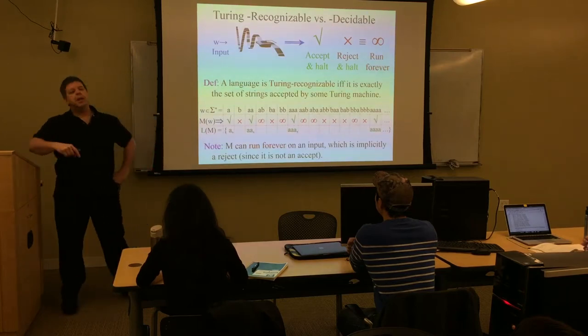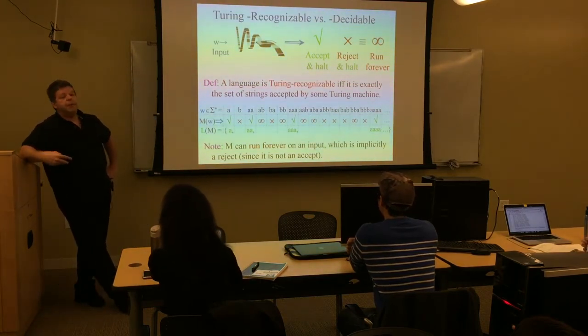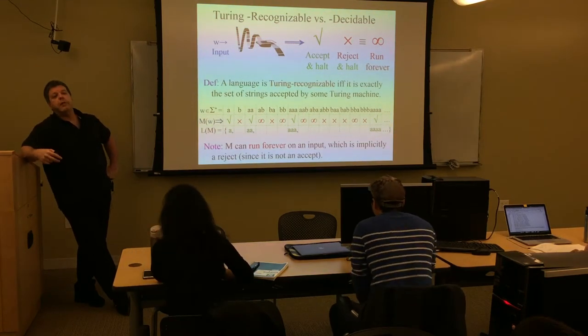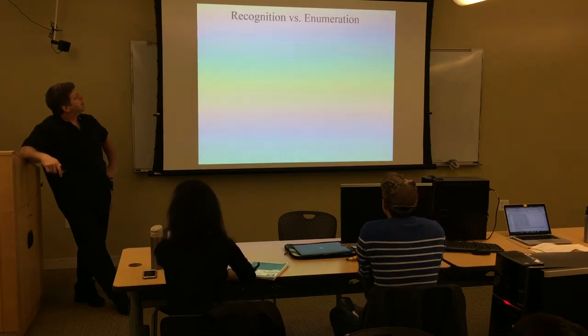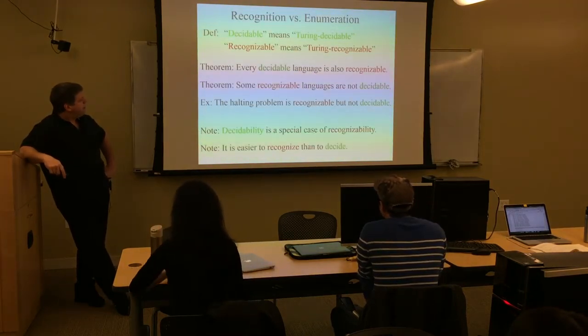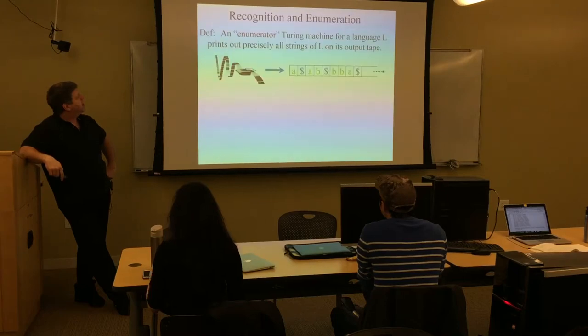It just executes the program that's trying to determine if it halts or not. If it halts, it finds out, reports yes, and stops. If it doesn't halt, it keeps simulating, runs forever potentially, but doesn't accept. So the halting problem is recognizable but not decidable. So in other words, decidability is a special case of recognizability, and it's easier to recognize than to decide.